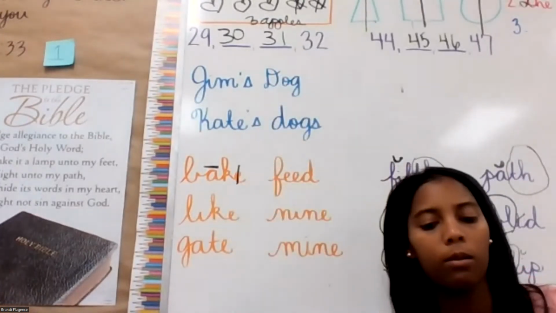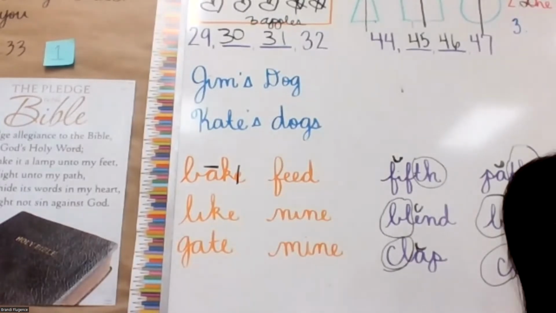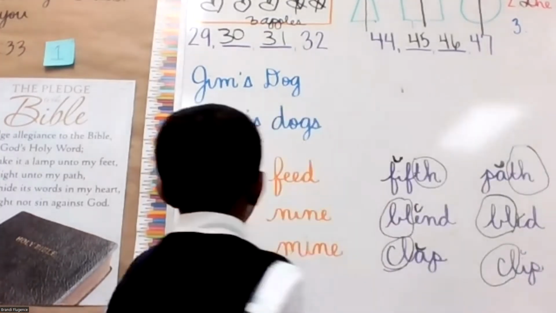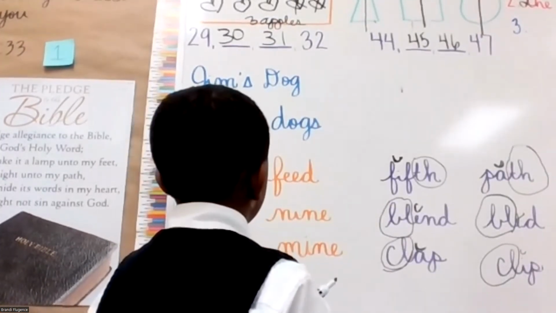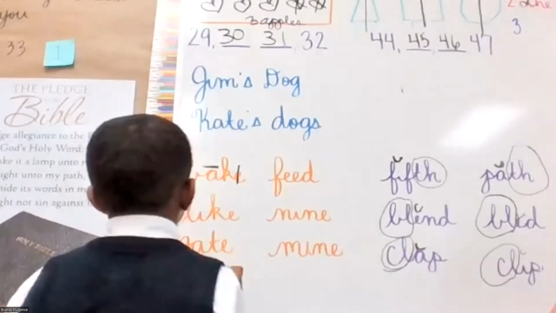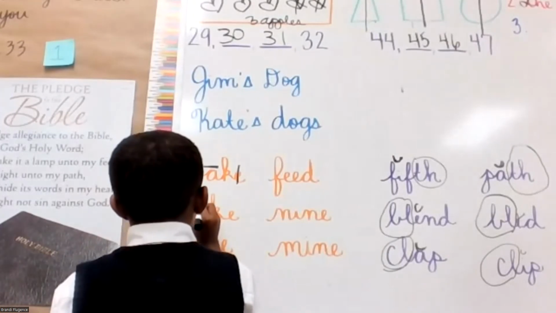Mark the vowels. We're just practicing marking the long vowels. I think we need a little practice with that. This one. We're going backwards.